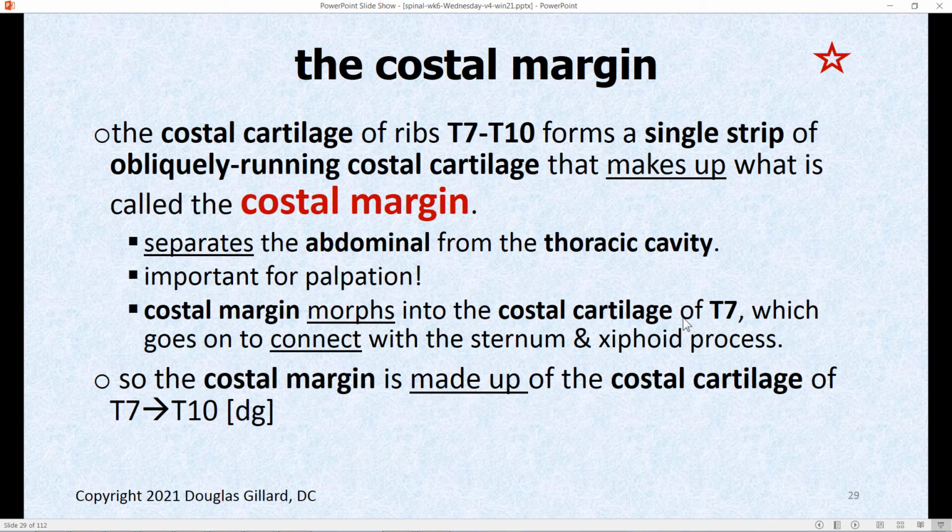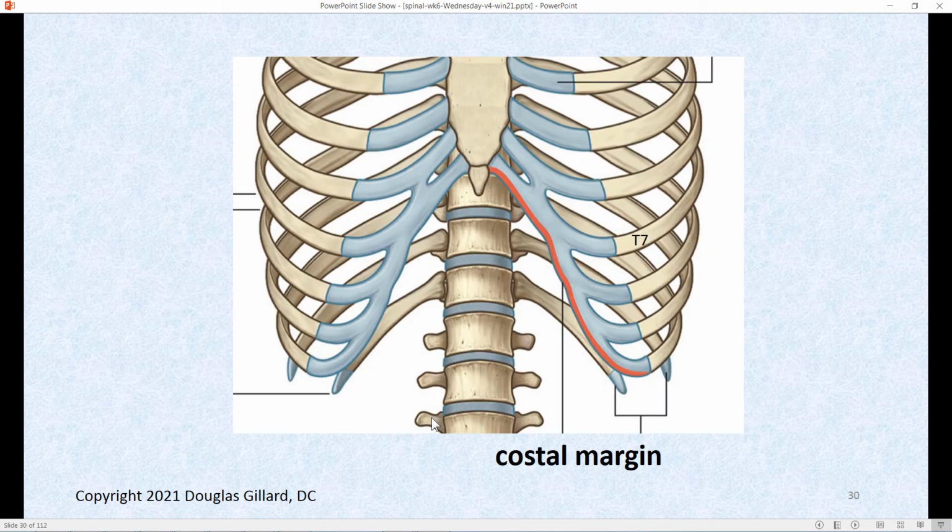Costal cartilage of, as I just said, 7 through 10 form a single strip, as I just showed you, and that's called the costal margin. It separates the abdominal from the thoracic cavity, morphs into the costal cartilage of T7, everything I just said. So technically the costal cartilage is made up of shared costal cartilage from T7 through T10. Right, there it is again.